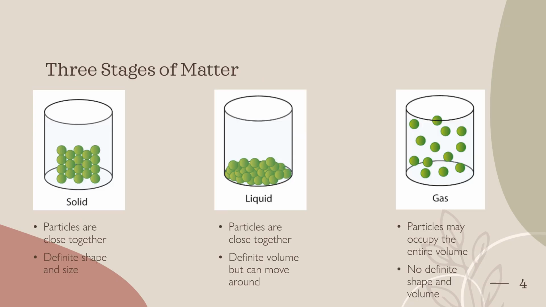Now, there are three states of matter, excluding plasma. First is solid. Solid is when the particles are close together and there's a definite shape and size. So if you look at the diagram right here, you see all the particles are tightly packed together and they aren't going to move. They aren't going to move like the liquid here.